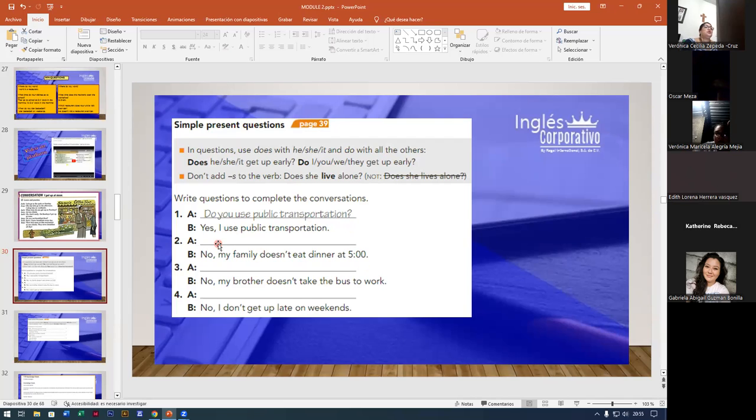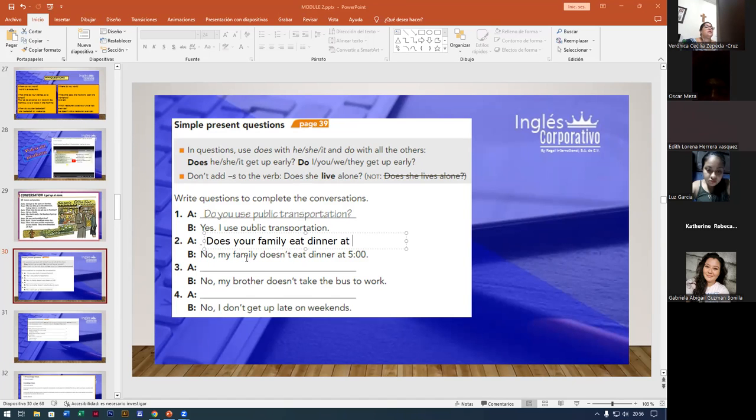What about number two? No, my family doesn't eat dinner at 5. Veronica, Marisela, what is the possible question here? Remember here, auxiliary. My family is taken as a third person. Se toma como tercera persona singular. Does your family eat dinner? Very good. What else? What is the complement? The time, right? The hour. At 5.